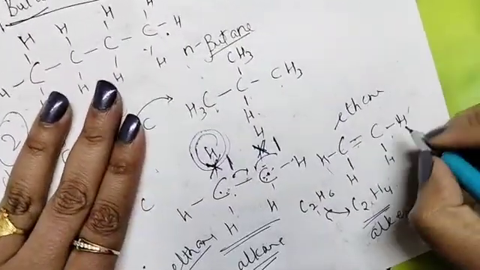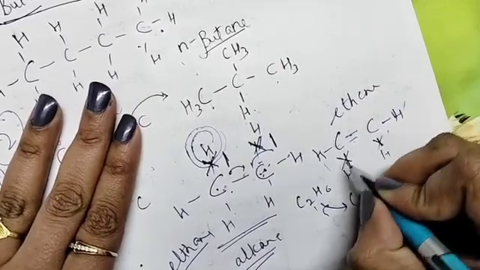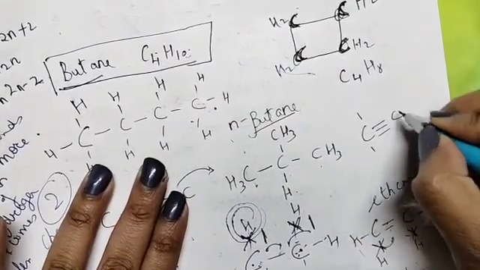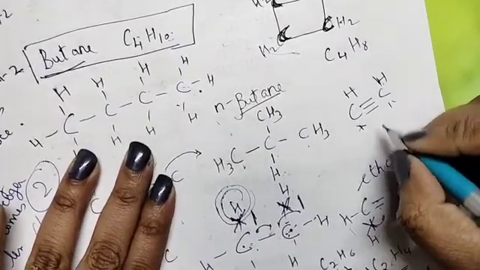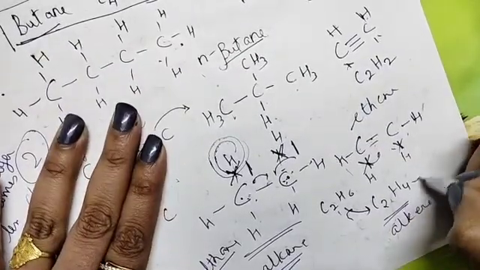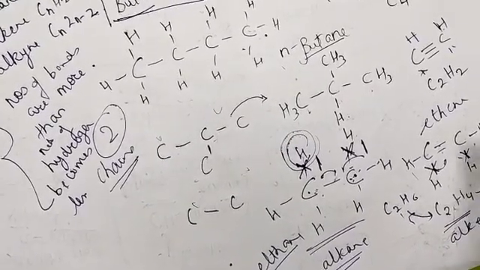Now, if they want to make one more bond, then again they're going to sacrifice one hydrogen and move their bond into making a triple bond. And how much hydrogen will be left? Only 1. So now it is C2H2. From 4 it becomes less by 2. Every time, observe that it is going to become less by 2.